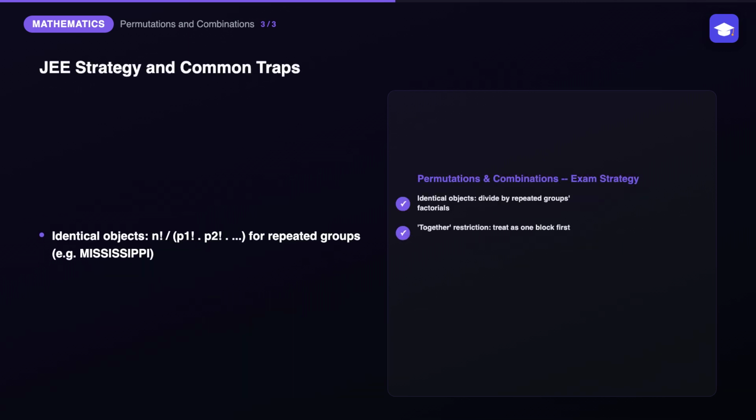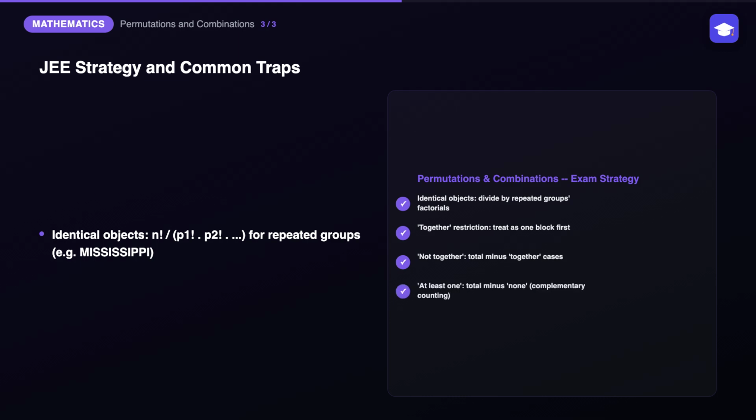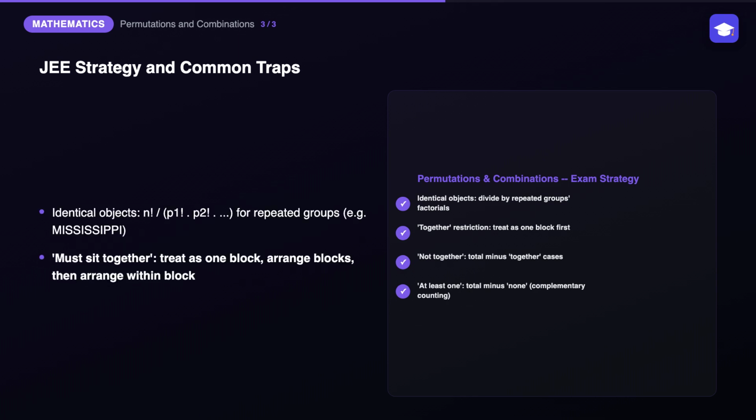A genuinely frequently tested trap involves arrangements with identical, indistinguishable objects. The number of distinct arrangements of n objects where some are genuinely identical is n factorial divided by the product of the factorials of each group's repeated count. Exactly the same formula used for arranging the letters of a word like Mississippi.